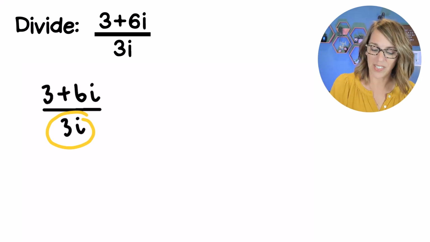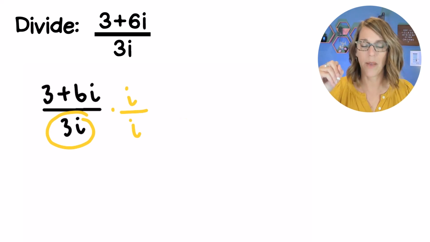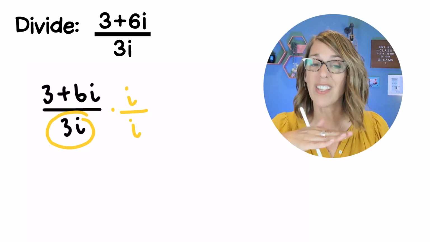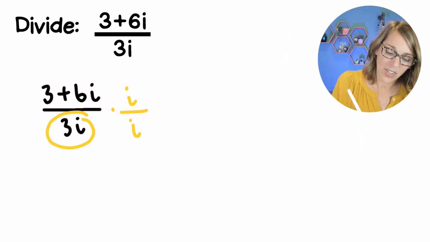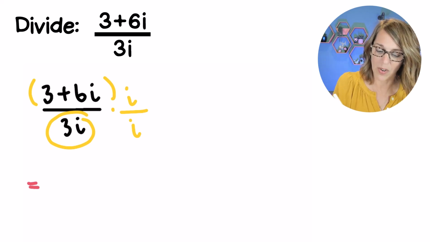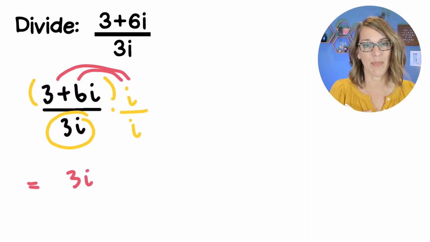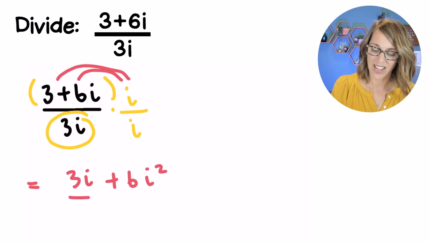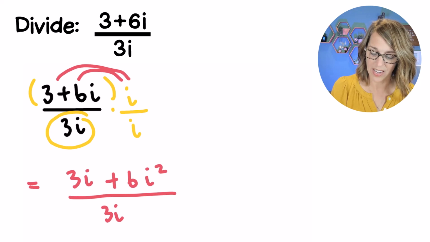So I'm going to take care of this by multiplying an i in the denominator, and whatever I multiply in the denominator, I need to multiply in the numerator as well. Now this method only works with that single i term in the denominator. So I can multiply through my i into that numerator. So i times 3, that's going to be a 3i. And then i times my 6i is a plus 6i squared. In our denominator, I've got 3i times i, which is 3i squared.